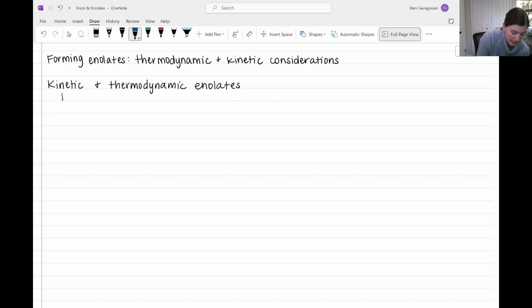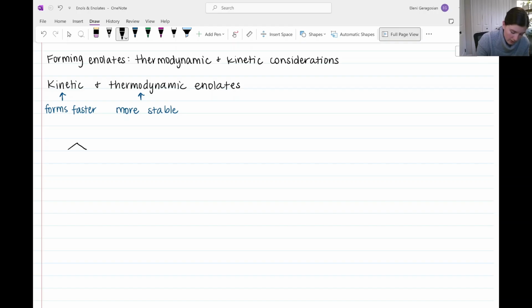So the kinetic enolate would be the enolate ion that forms faster. And the thermodynamic would be the one that is more energetically stable. So these may not be the same thing if we have an asymmetrical ketone. So let's look at an example.